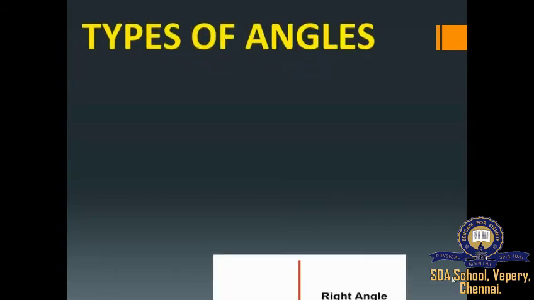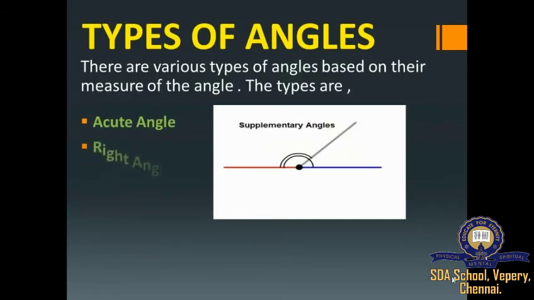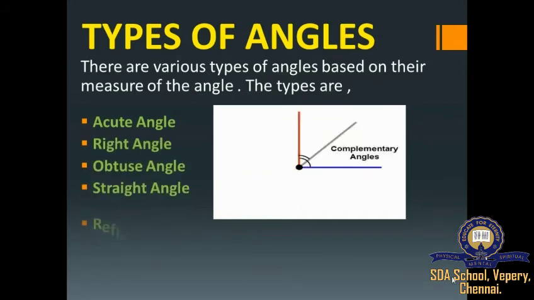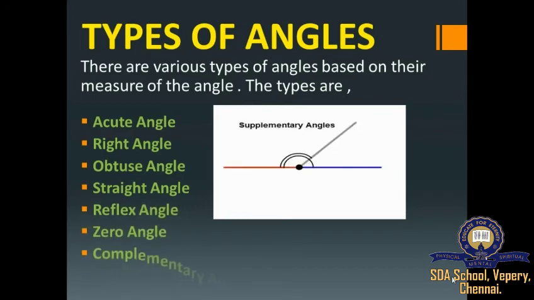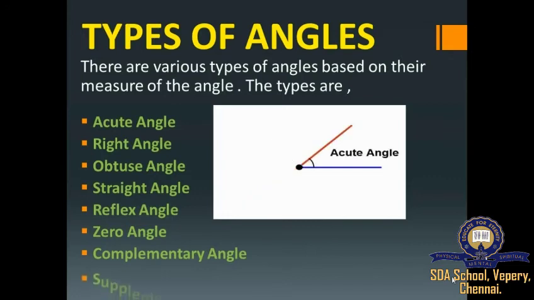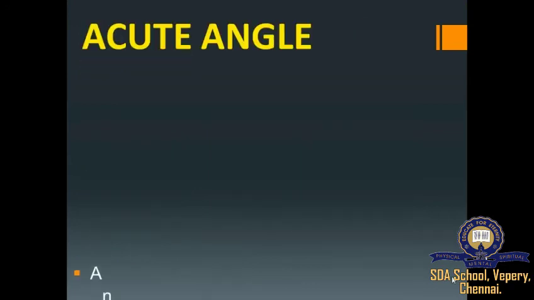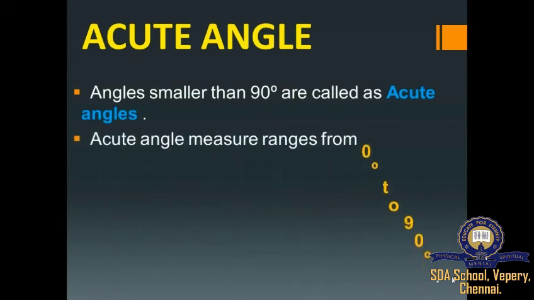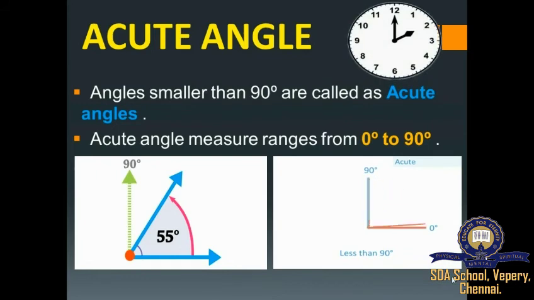and next we saw the types of angles. So the types of angles are acute angle, right angle, obtuse angle, straight angle, reflex angle, zero angle, complementary angle, and supplementary angle, right? So we looked into the definitions of these angles. So what are acute angles? Angles which are smaller than 90 degrees are said to be acute angles, and the acute angle ranges from 0 degrees to 90 degrees.